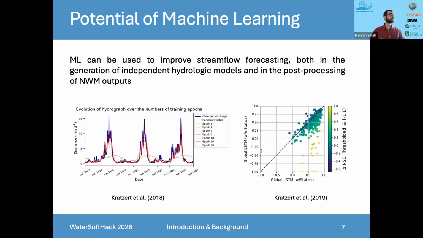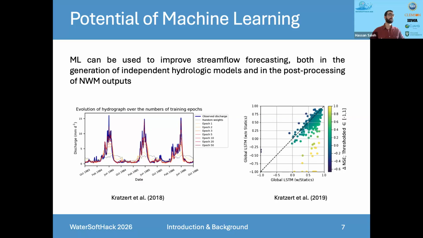So what can we do about this room for improvement? Machine learning has been used. Deep learning models, especially LSTM, were first used in 2018 by this paper, showing the improvement in the simulation of the hydrograph using LSTM for rainfall runoff modeling. And with epochs, you can see the improvement in the simulation.